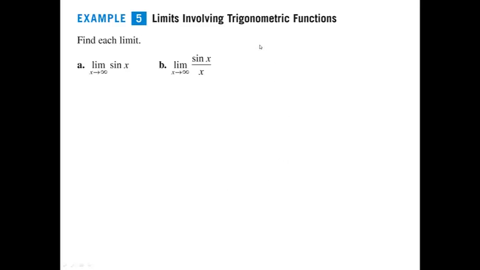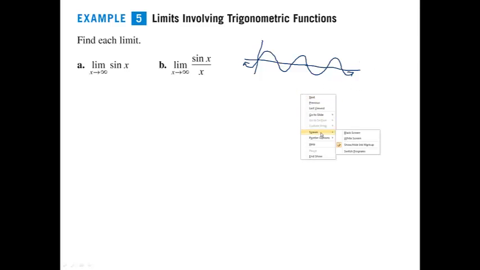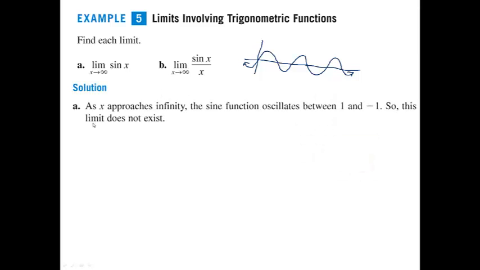Let's talk about some trig functions here. The sine curve looks like this, right? It goes like this in both directions. So if we let x go to infinity, well, we don't know because it's going to keep going up and down. It can't make up its mind. So we say that limit does not exist. We call that oscillating. Okay?